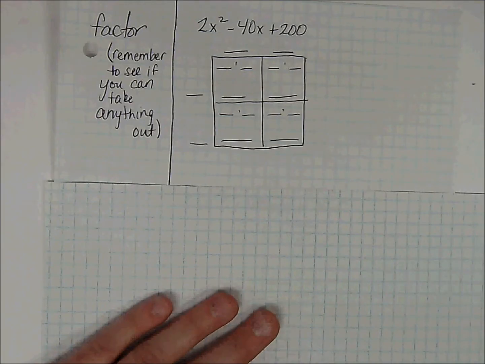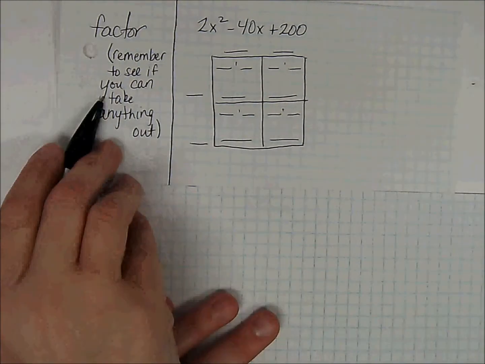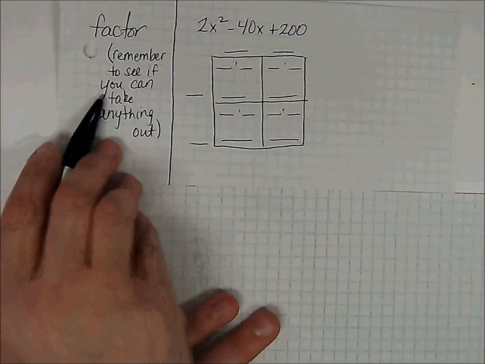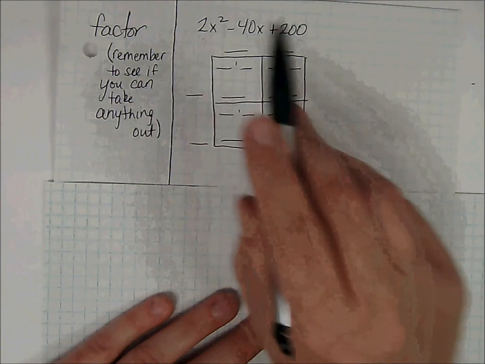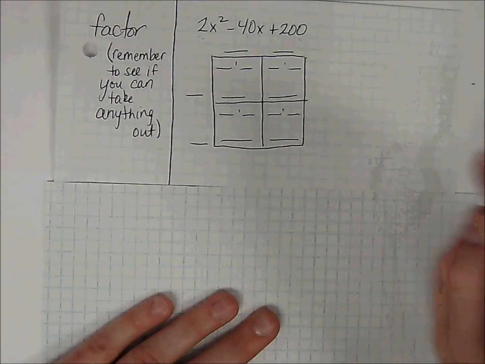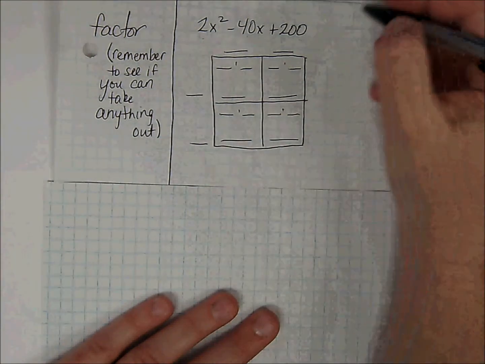So our directions again are factor, and we're going to do a couple of factor problems together, and then you're going to start the assignment. So remember that the first thing you have to do is see if there's anything you can take out of it. And looking at these three terms, they are all even numbers, which means I can divide every single one of them by 2. So I'm going to do that first.